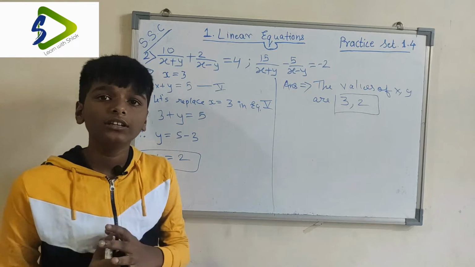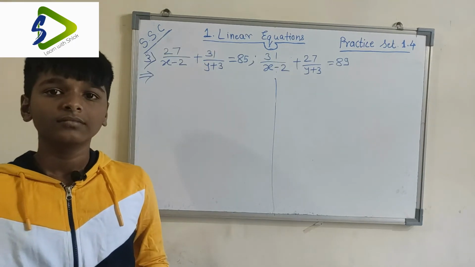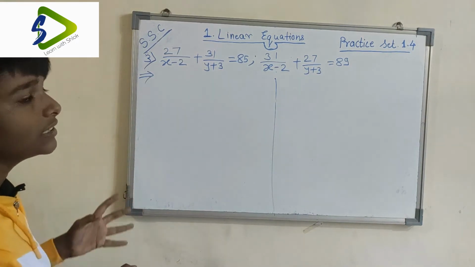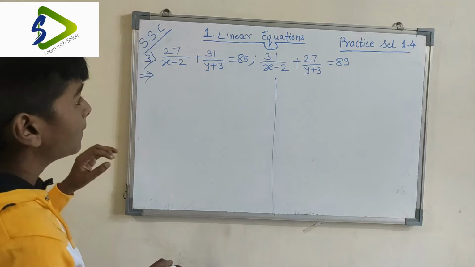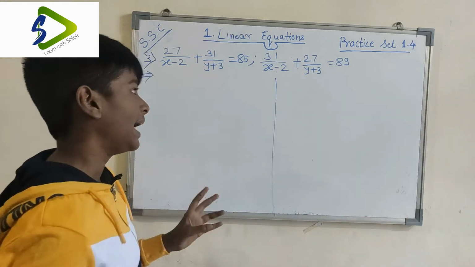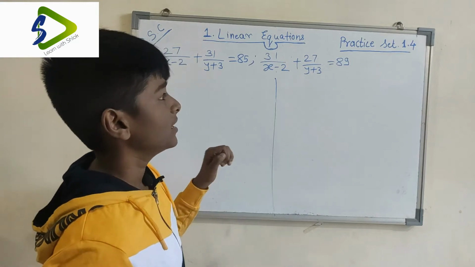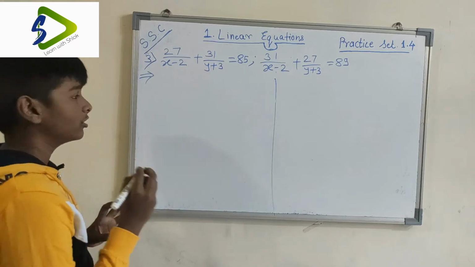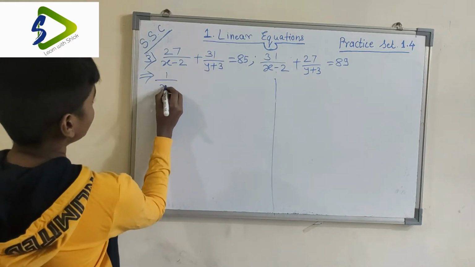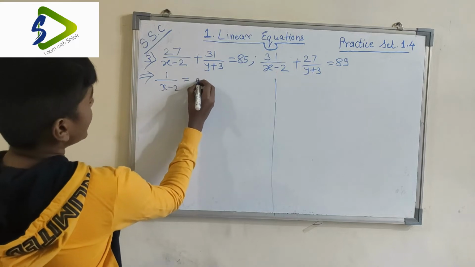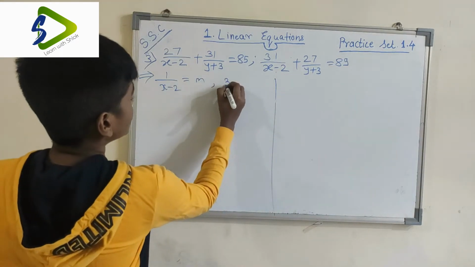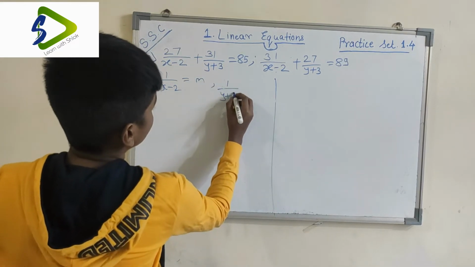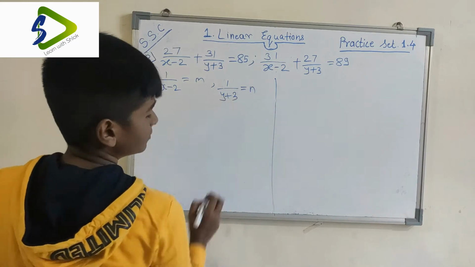So now let's look at the third equation. Now that we have solved the second equation, let's look at the third one. So the third equation is 27 by x minus 2 plus 31 by y plus 3 is equal to 85, and 31 by x minus 2 plus 27 by y plus 3 is equal to 89. So therefore let's solve this equation. Let's consider 1 by x minus 2 is equal to m, okay, and 1 by y plus 3 is equal to n, okay.